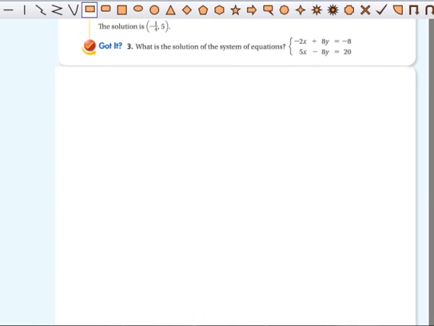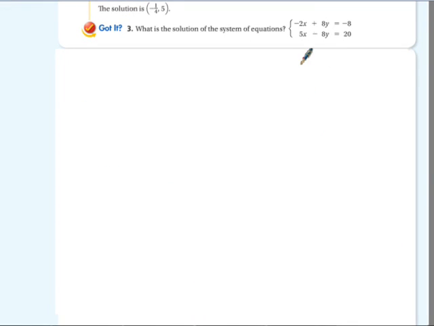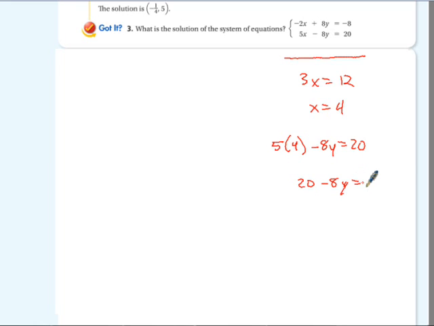Here it's nice and neat, lined up for us. So we would just add straight down. The 8y is positive, and here it's negative, so we can just add straight down. That is a terrible straight line. Add straight down, and we have 3x equals 12, so x equals 4. We plug the 4 back into either equation, doesn't matter which. I'll just do 5 times 4 minus 8y equals 20.